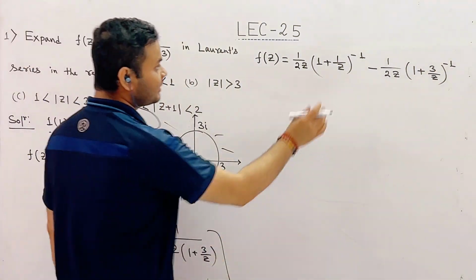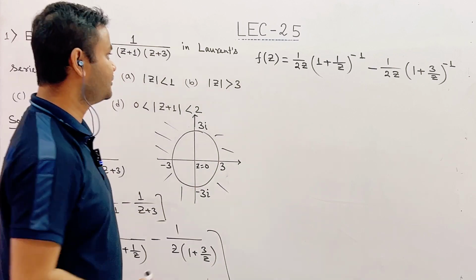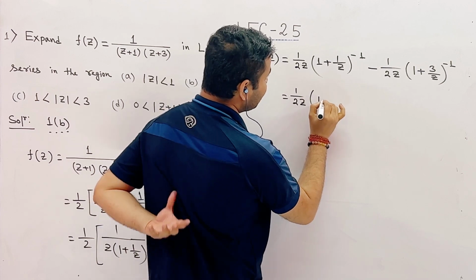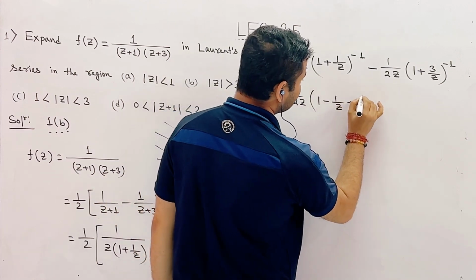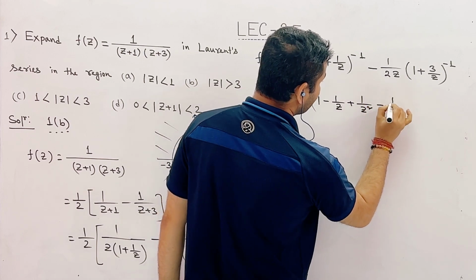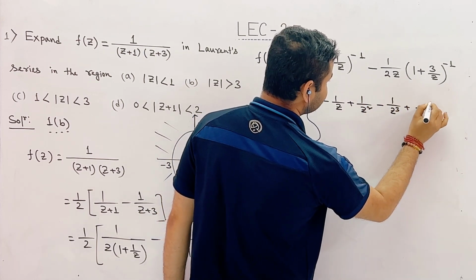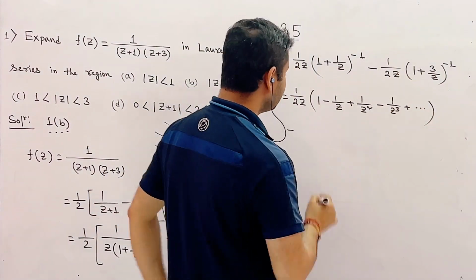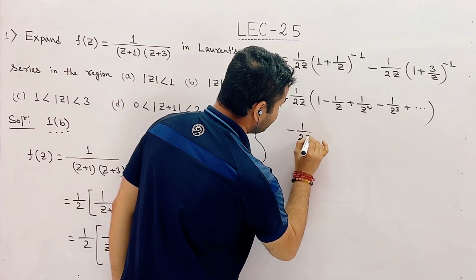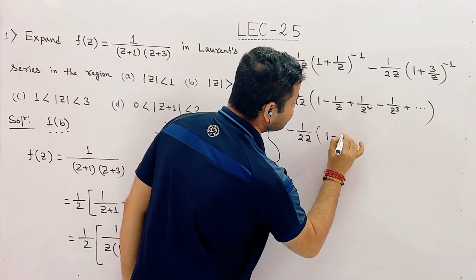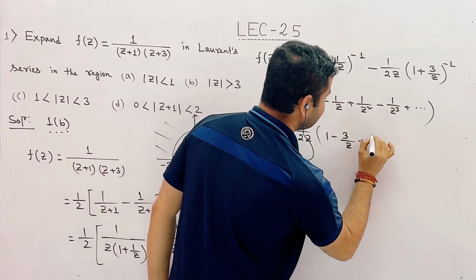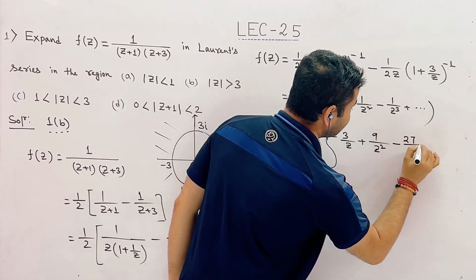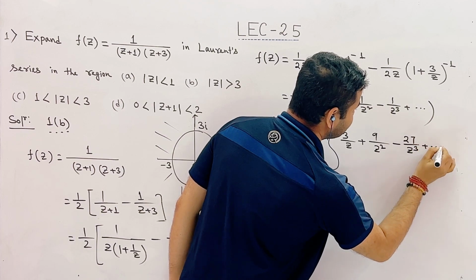Again, let us expand this term and this term by using binomial theorem. So, finally, we will get 1 by twice z into (1 minus 1 by z plus 1 by z square minus 1 by z cube plus dot dot dot), minus. Again, apply binomial theorem to this term. So, finally, we will get minus 2 by z into (1 minus 3 by z plus 9 divided by z square minus 27 divided by z cube plus dot dot dot).